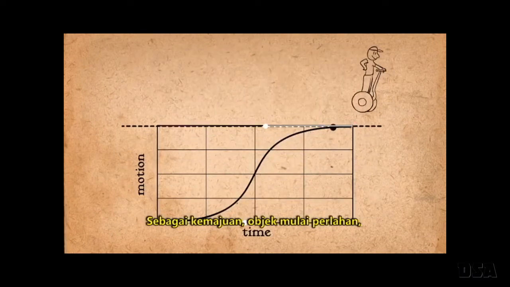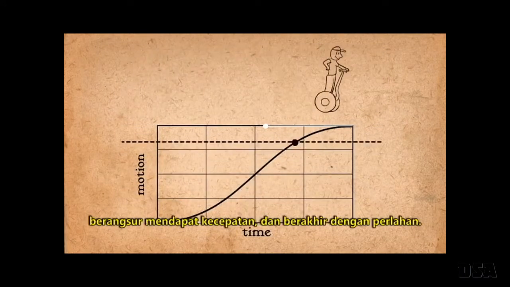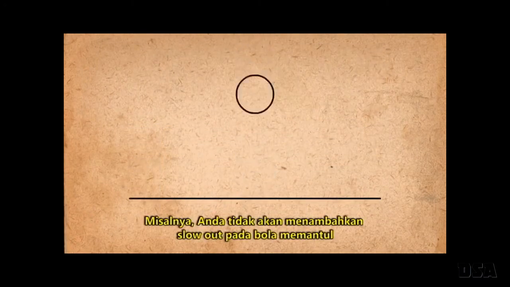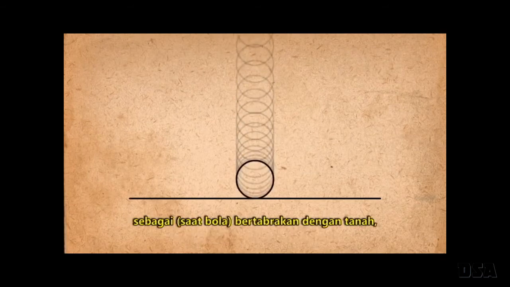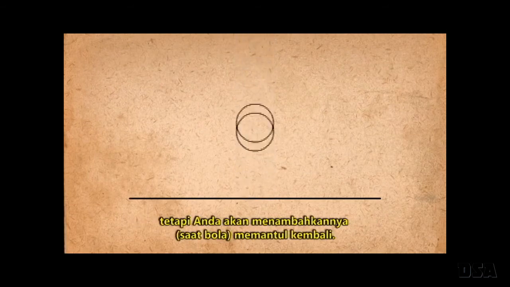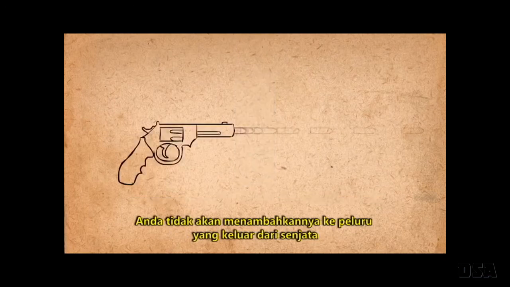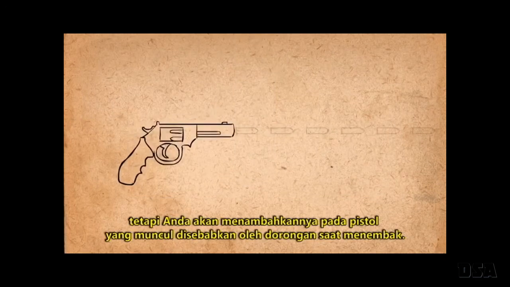As time progresses, the object starts slow, gets fast, and ends slowly. Use it wisely. For example, you wouldn't add a slow out to a bouncing ball as it's colliding with the ground, but you would add it as it's bouncing back up. You wouldn't add it to a bullet coming out of a gun, but you would add it as the gun comes up due to whiplash.